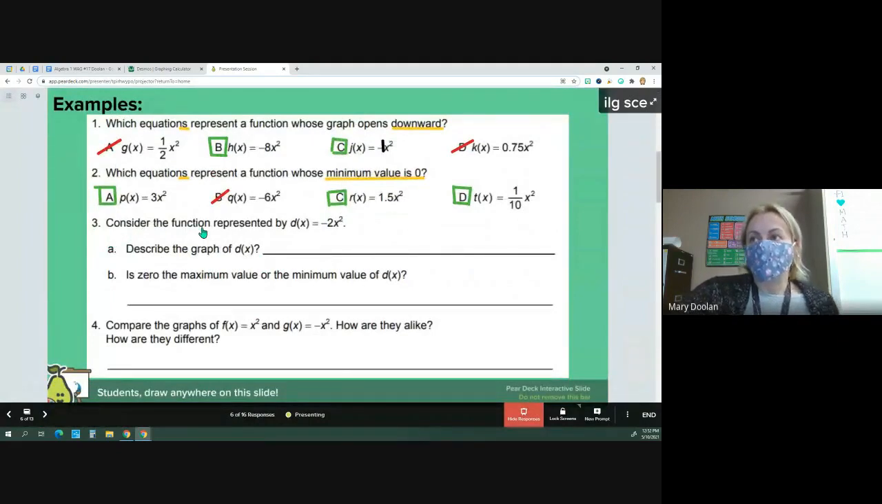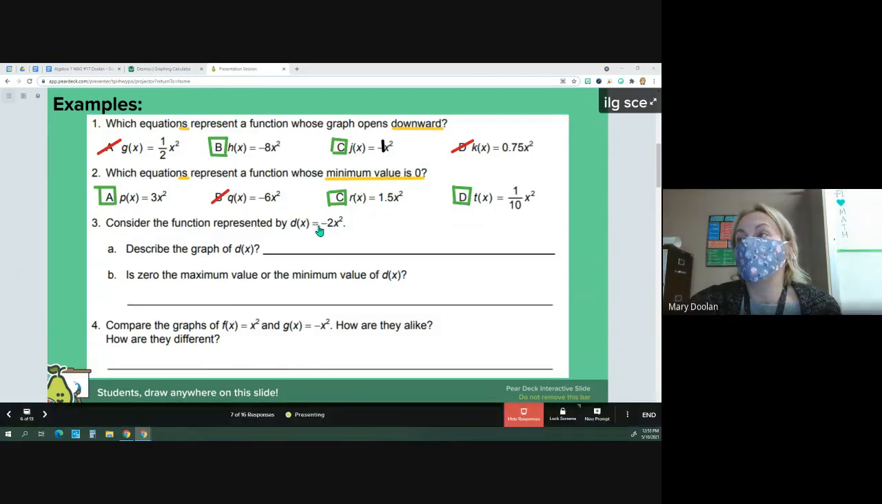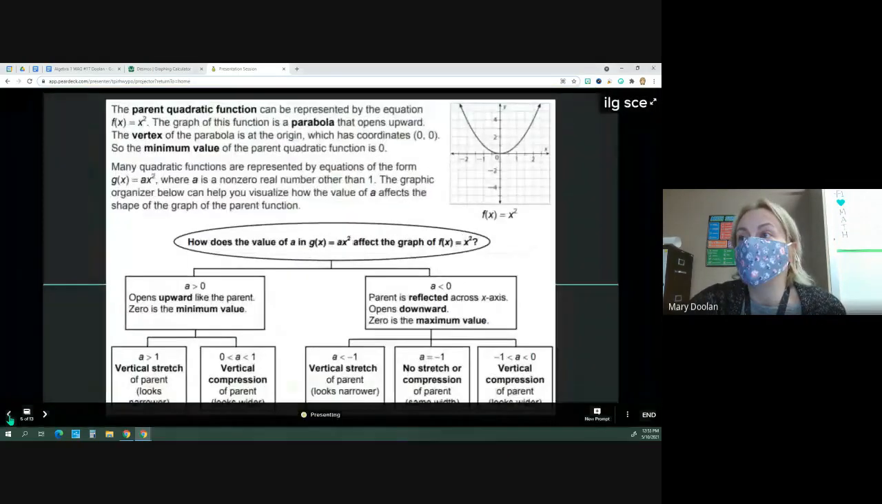Number 3, consider the function represented by d of x equals negative 2x squared. Describe the graph of d of x. So we can describe it. We could graph it in Desmos and look at it. Or we can just look at the value of a in front of the x squared, the negative 2 here, and that already tells me a lot about it. This number negative 2, if I go back to the graphic organizer, a is negative 2. So a is less than 0. And then I can even go further. A is negative 2. So it is actually less than negative 1.